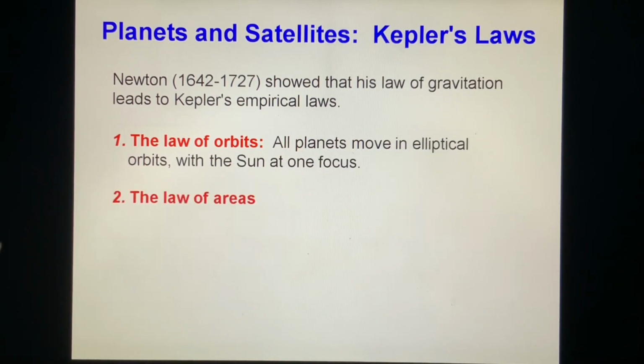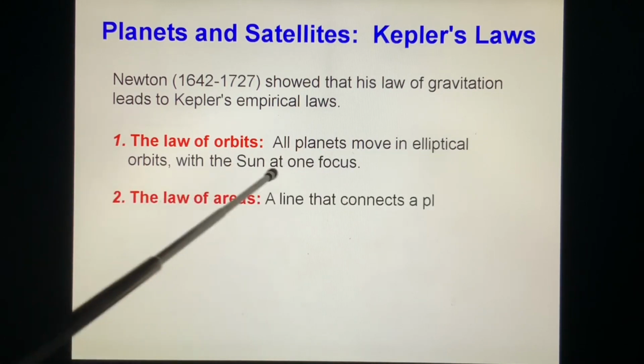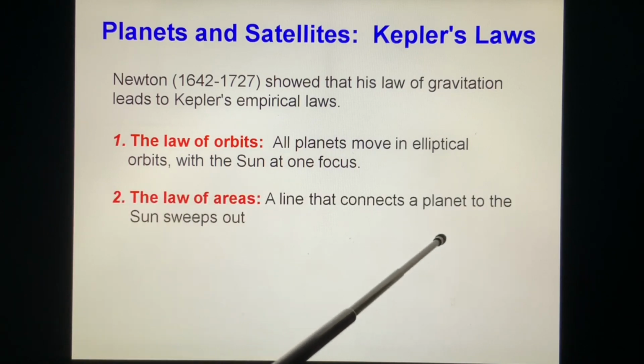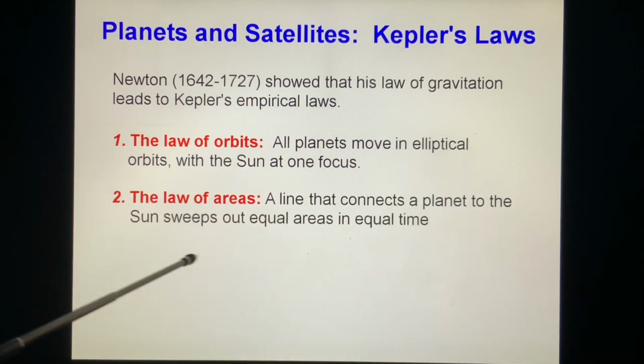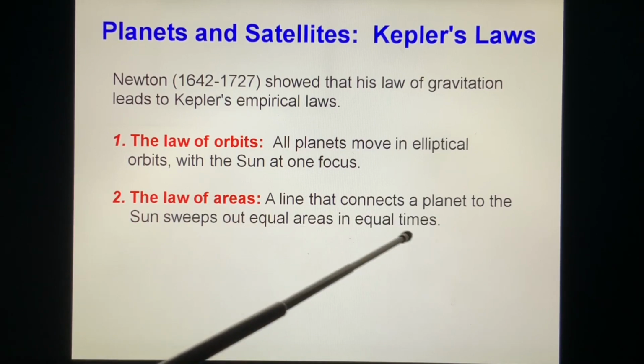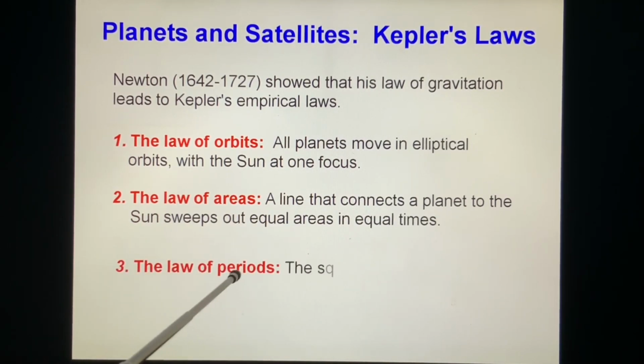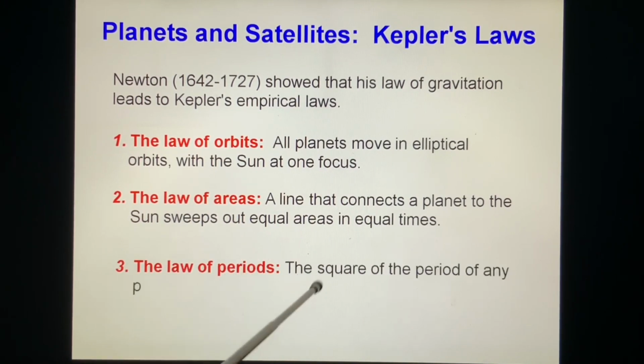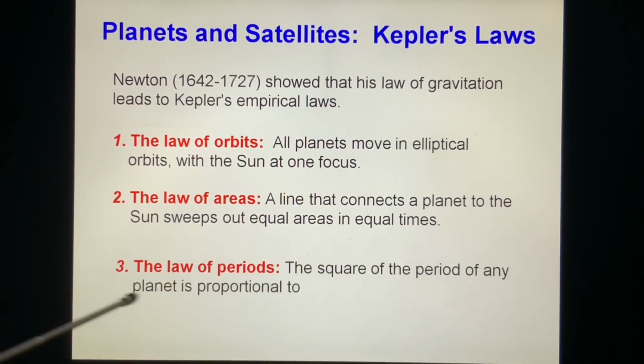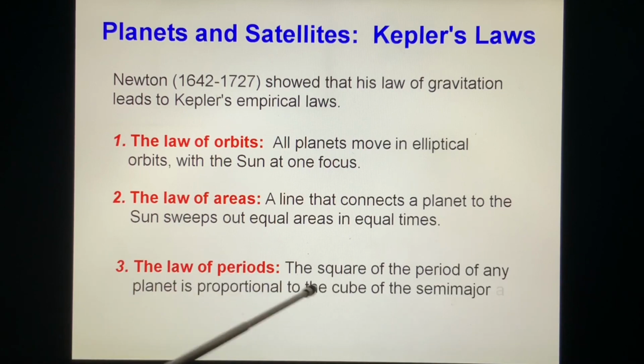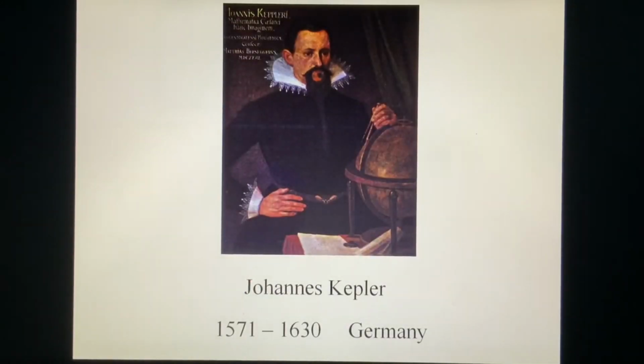2. The law of areas. A line that connects a planet to the sun sweeps out equal area in equal times. 3. The law of periods. The square of the period of any planet is proportional to the cube of the semi-major axis of its orbit. These are Kepler's laws.